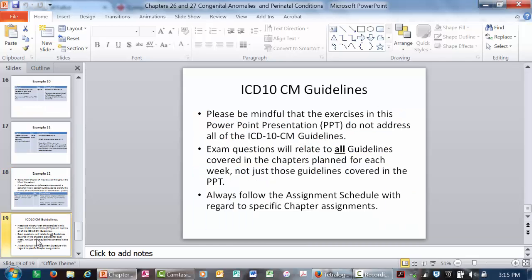As with many of our chapters, the exercises in this PowerPoint do not address all of the guidelines. Exam questions can relate to all the guidelines covered in the chapters planned for each week. Always follow your assignment schedule with regard to specific chapter assignments. If you have any specific questions, please post it in the discussion board.